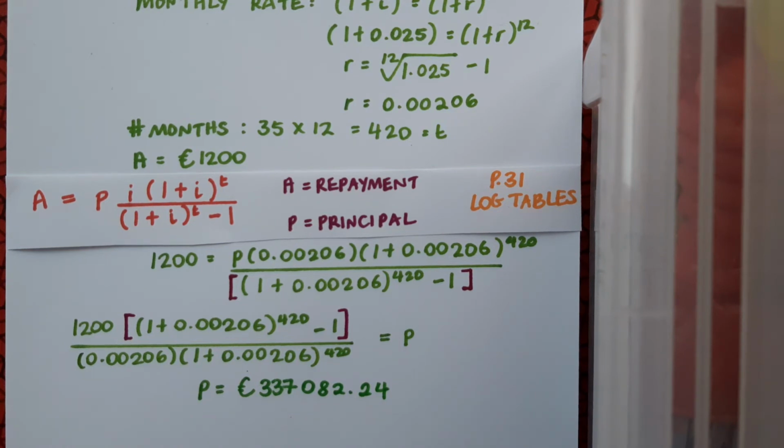€337,082.24. Now, a lot of the times in these questions, they may ask you to round off to the nearest euro or whatever, but if they don't ask you, then don't. The nearest cent is fine.